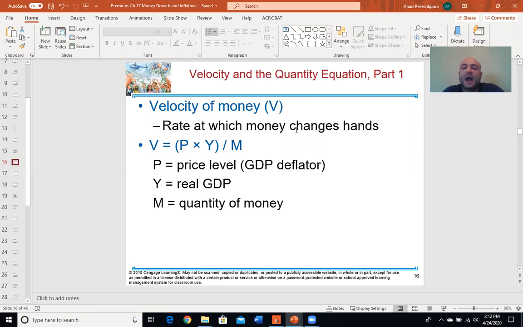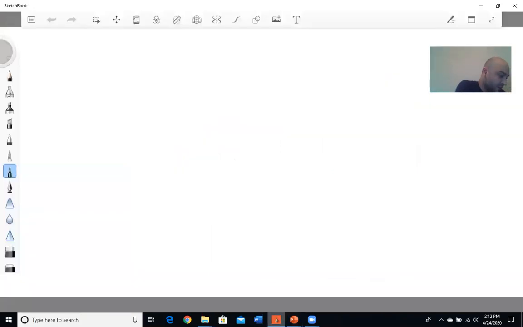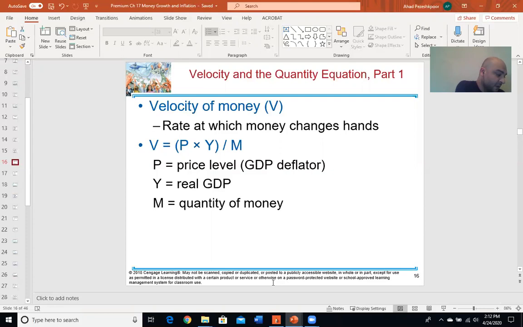It actually shows how active an economy is, how fast people are spending money, how fast money is changing hands. As a formula, velocity of money is equal to price level multiplied by yield, or GDP, the real GDP, divided by M. If you remember from chapter 10, P or price level is the same as the GDP deflator.